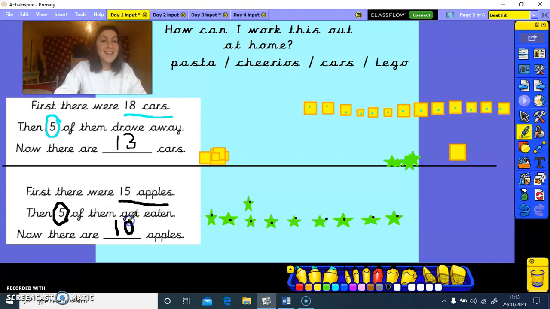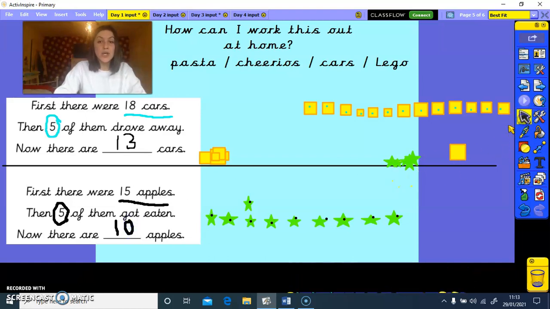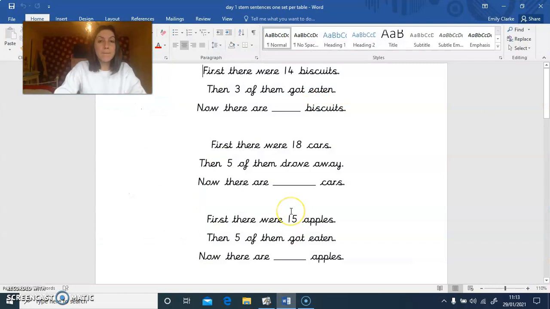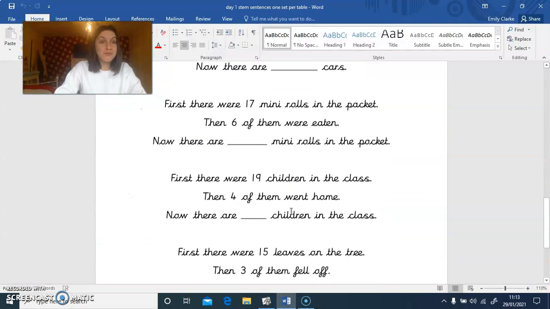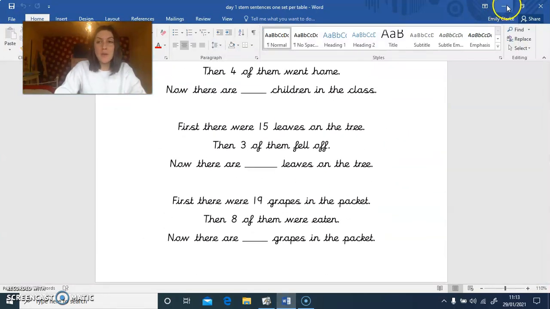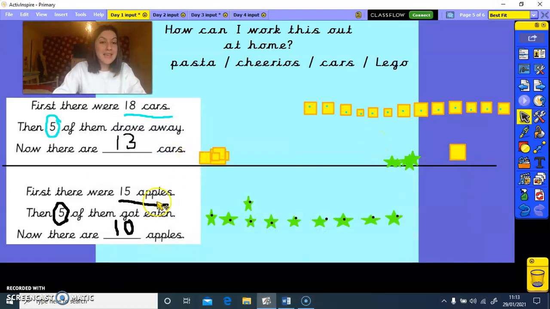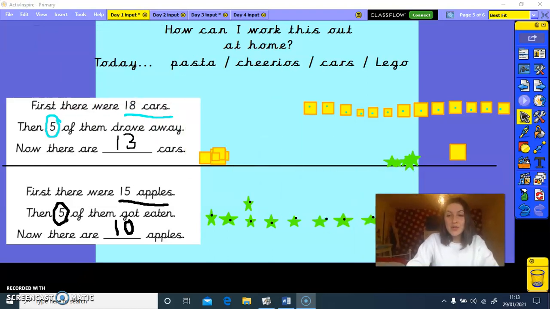Okay, my lovelies? So that is today's challenge. You have got quite a few to get through. So I cannot wait to see you having a go at those. Make sure you fill it in here so that we can see your amazing working out. And make sure you underline this so you know where to start and how many you are doing. And circle the amount you're taking away to remind you.